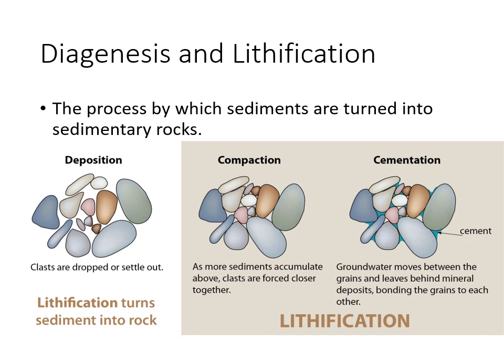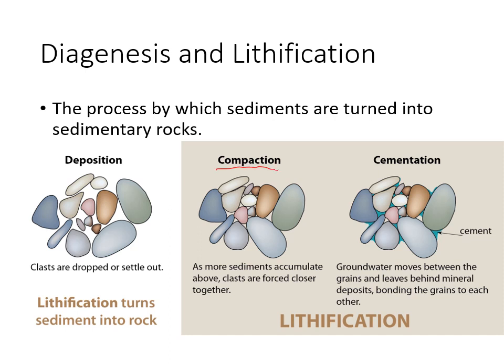Diagenesis and lithification is essentially turning sediment into stone. So you go from loose material to very, very hard, dense material. So we start with deposition, where we've deposited a bunch of clasts that have either dropped or settled out. They're still loose, but during lithification, we're going to turn this into a rock, and that can happen in two different ways. First, you can have compaction.